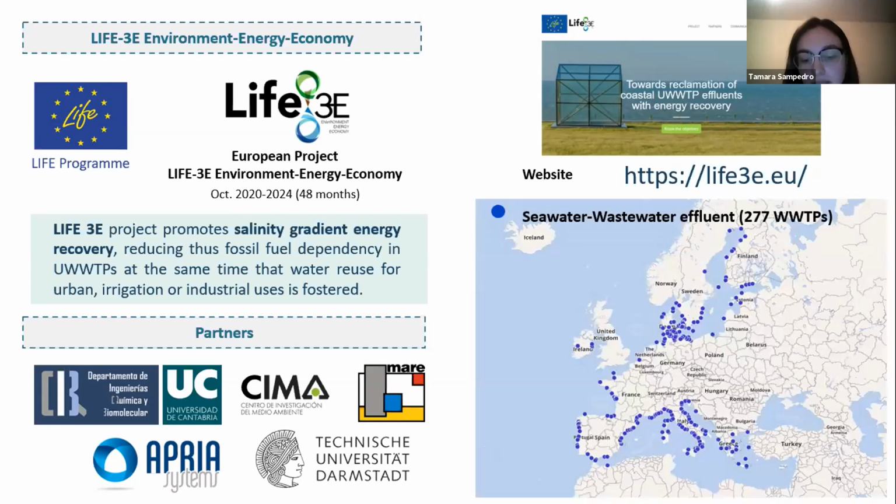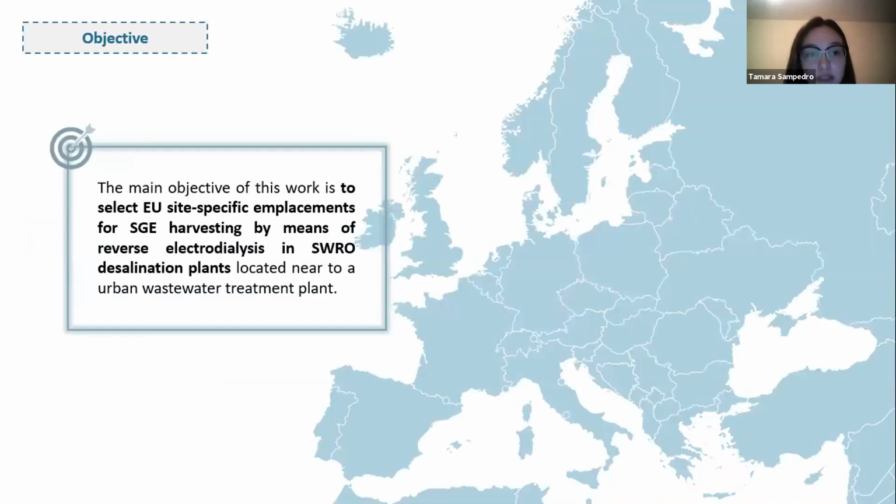And the main objective of this work is to select European Union site-specific locations for salinity gradient energy harvesting by means of reverse electrodialysis in seawater reverse osmosis desalination plants located near an urban wastewater treatment plant.